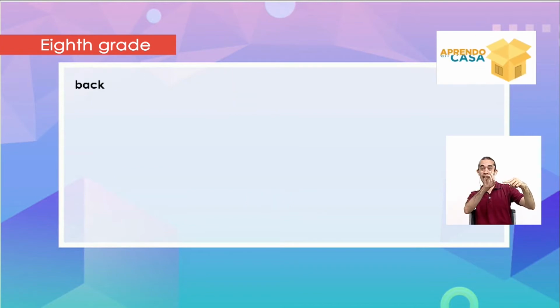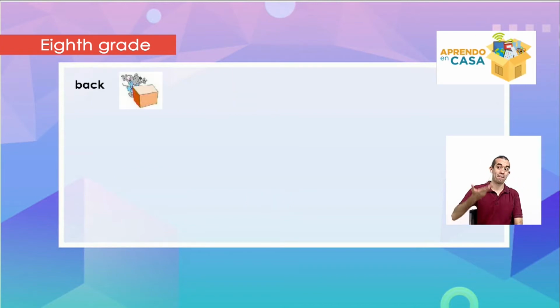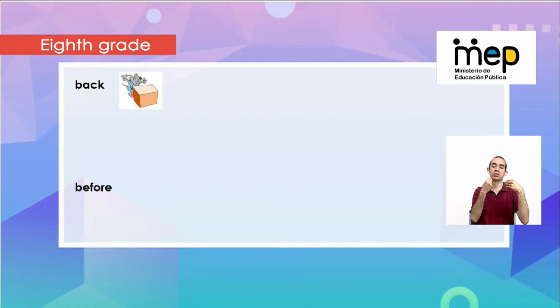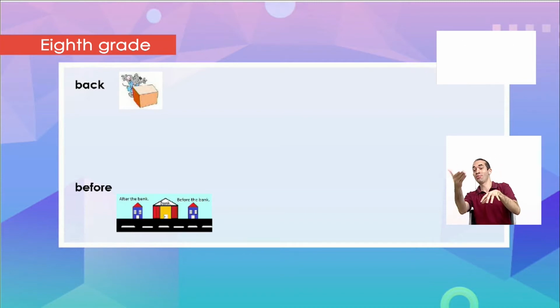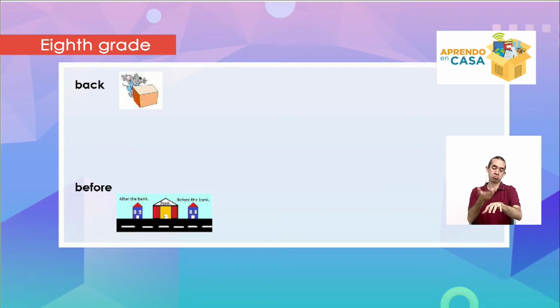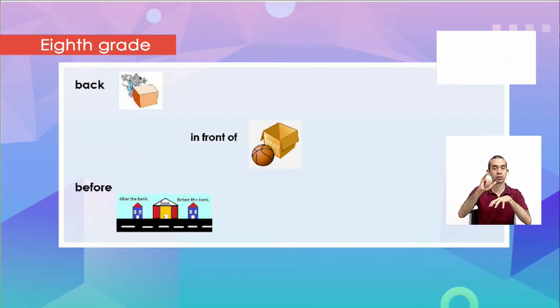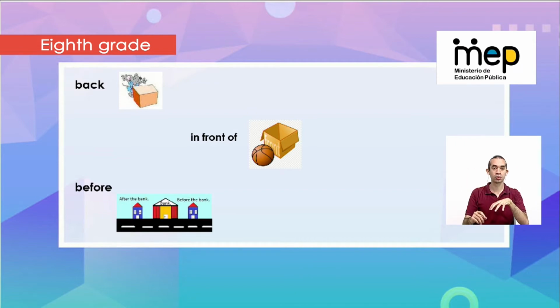Okay, let's continue with back. Here you can say that the church is in the back of the church, and we also use before. In this case, you can say that the bank is before the house, or the house is before the bank. It depends on the position. And you have in front of. For example, in this case, the ball is in front of the box. But here I can say that there is a convenience store in front of Repretel.